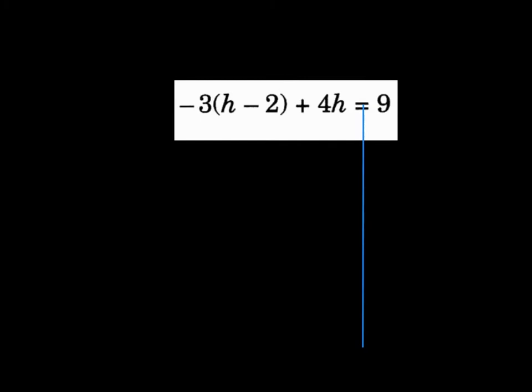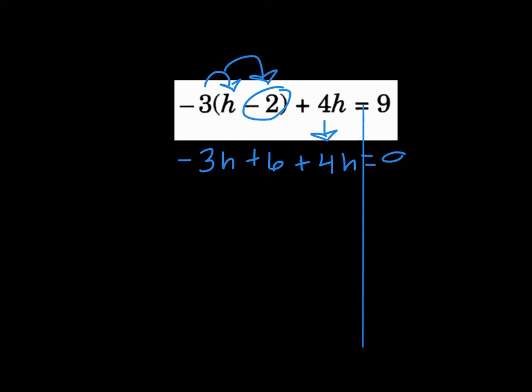All right, so the next equation we have is negative 3 times h minus 2 plus 4h equals 9. So I'm going to start by distributing the negative 3. So negative 3 times h is going to give me negative 3h. And negative 3 times negative 2 is going to give me positive 6. I'm just going to bring the 4h down because it's not inside parentheses, so I'm not going to multiply it. So plus 4h equals 9.